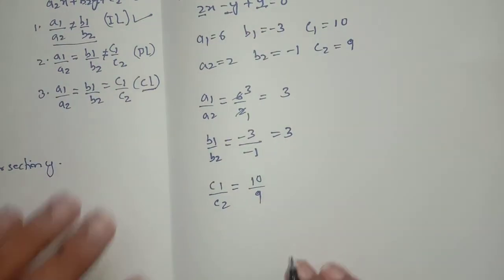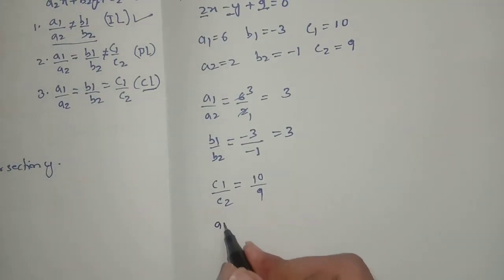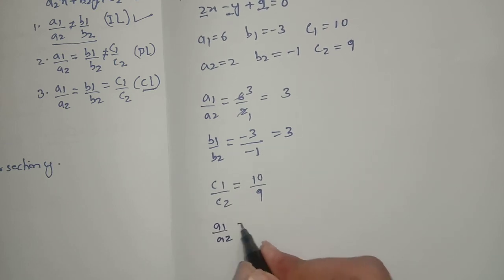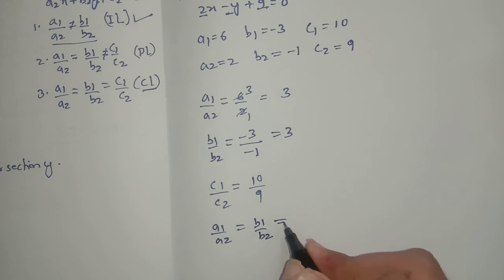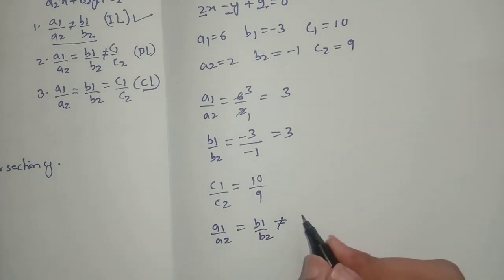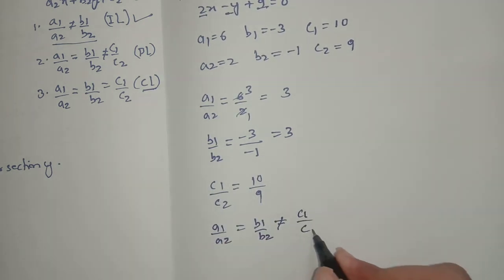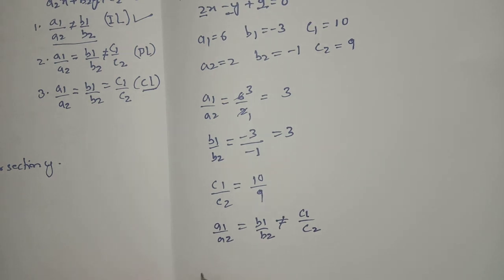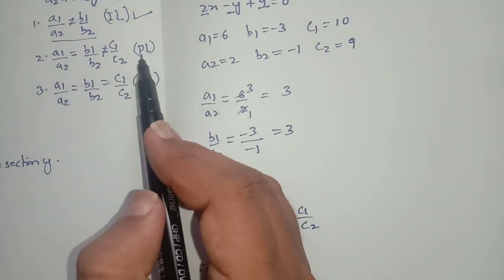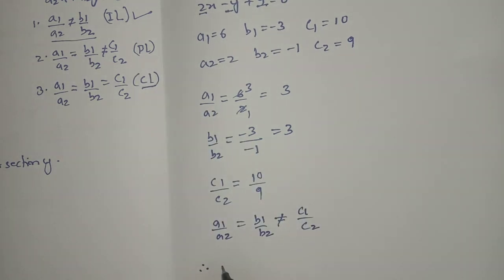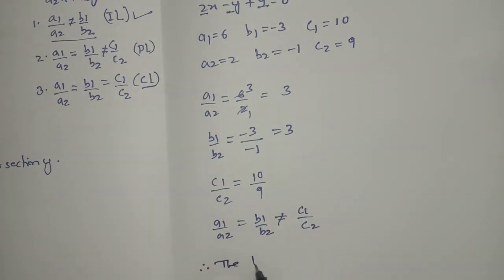So I can write here a1 by a2 is equal to b1 by b2, which is not equal to c1 by c2. Therefore, if you get a condition like this, then the lines are parallel lines. The lines are parallel.